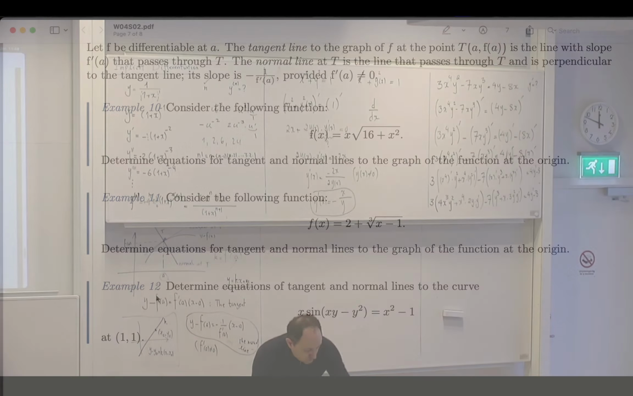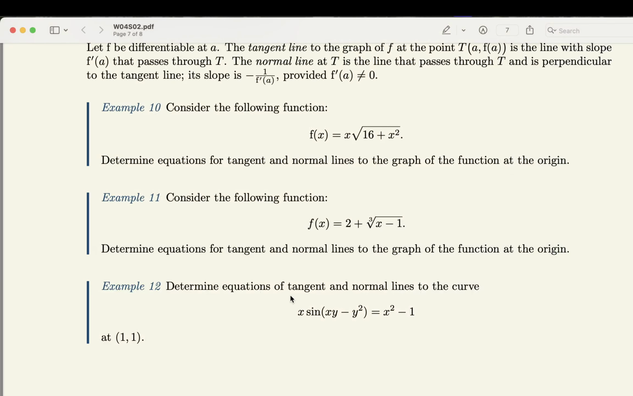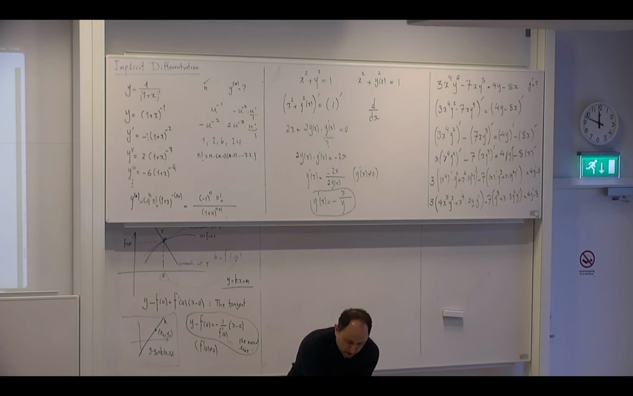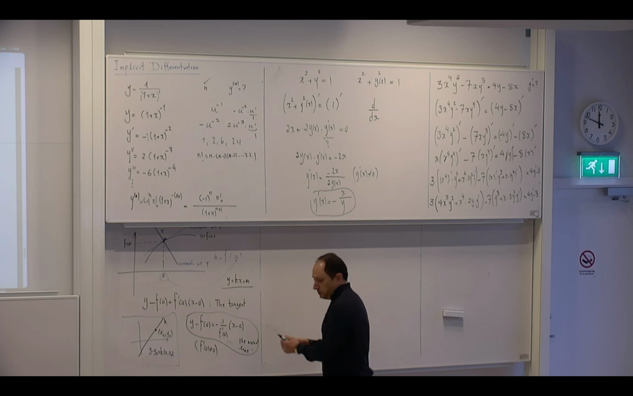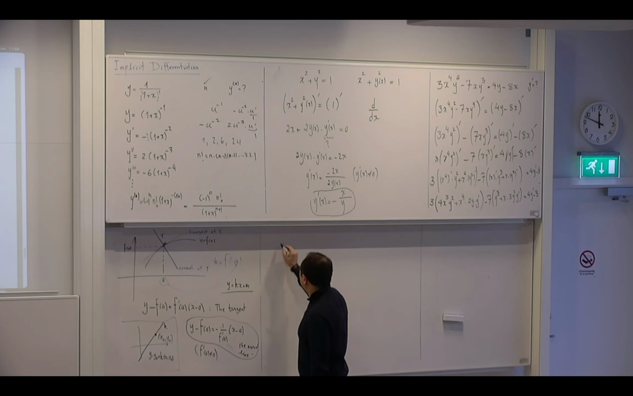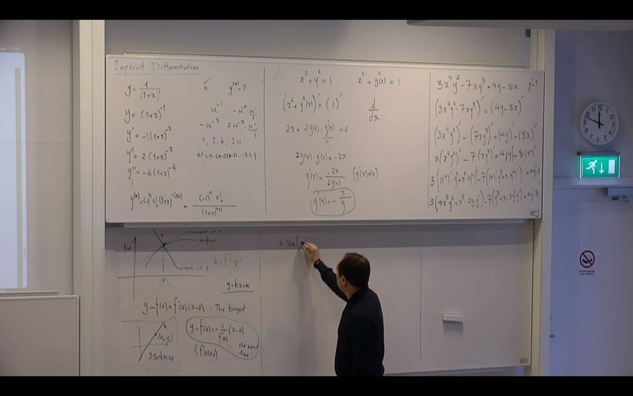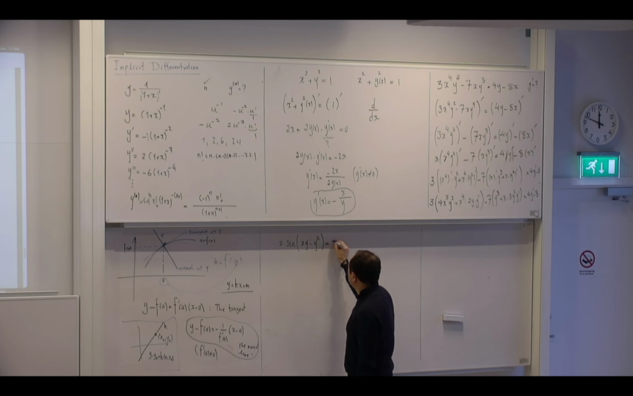So if you see question number 12, determine equations of tangent and normal lines to this curve at this particular point, 1 and 1. Okay? So that is the same idea, but combined with implicit differentiation. So that might be a little bit better example. Let me write it down here for you. So x sine, and then I have xy minus y squared equals x squared minus 1. And the point is 1 and 1.